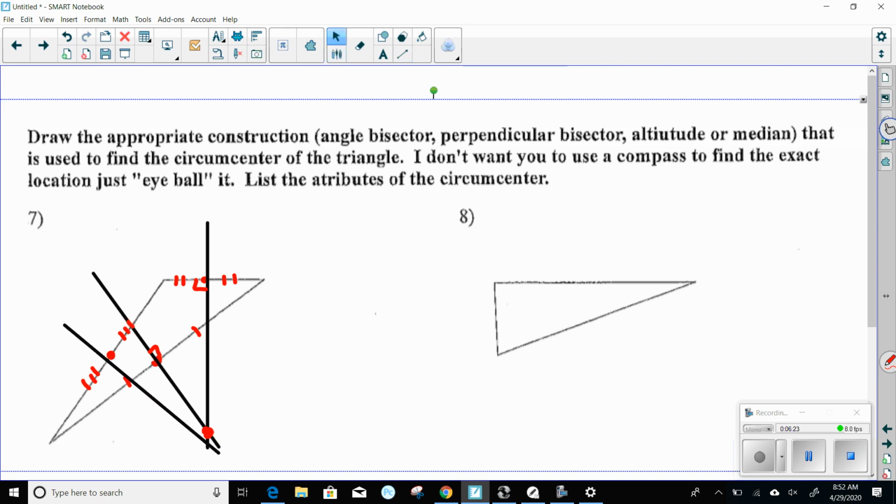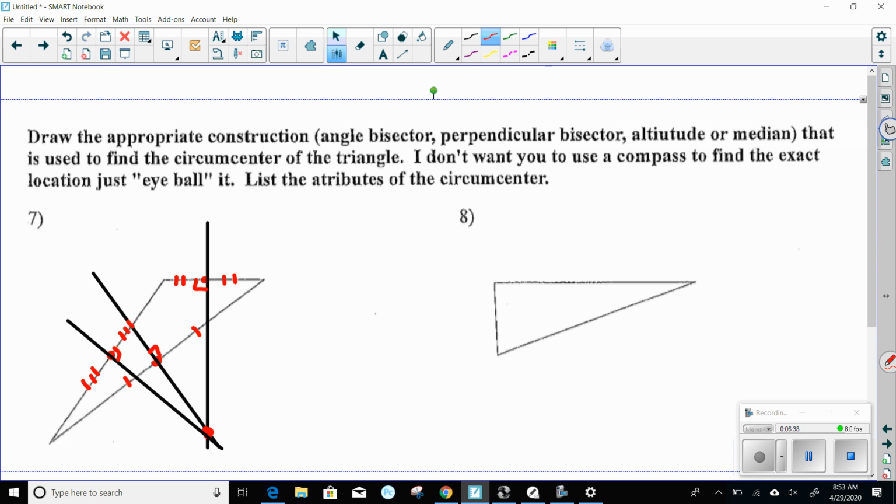And where all those cross then is the circumcenter. Now on this one, the circumcenter is outside of the triangle. The circumcenter can also be inside. It can be inside, outside, or it can be on the triangle if it's a right triangle. You're not going to have to find any of these centers.